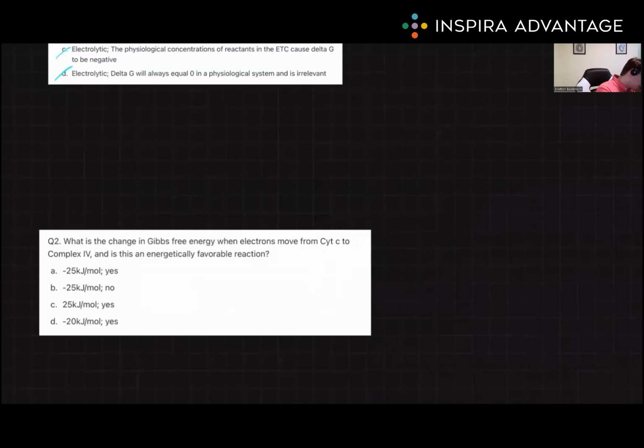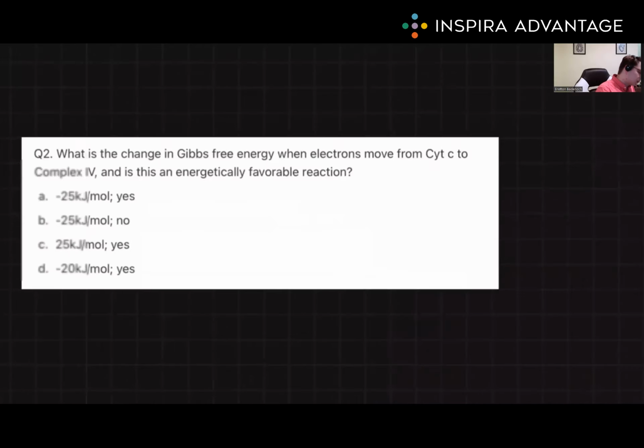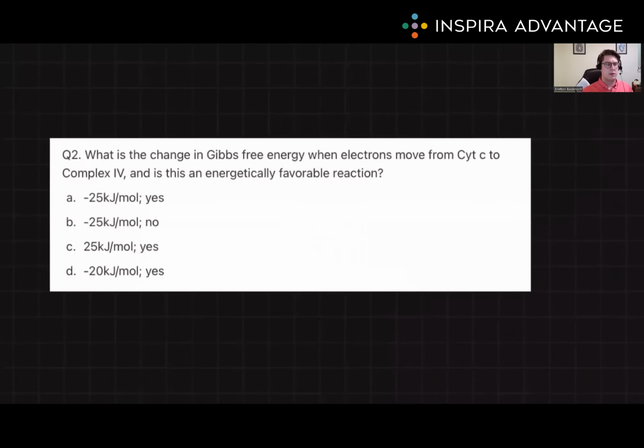All right. First, again, we have the same structure we saw in the last question. We can either answer 1/2 to eliminate half of the answers right away. So yes or no? I think that's something we want to immediately think about. So, change in Gibbs free energy when electrons move from cytochrome C to 4.